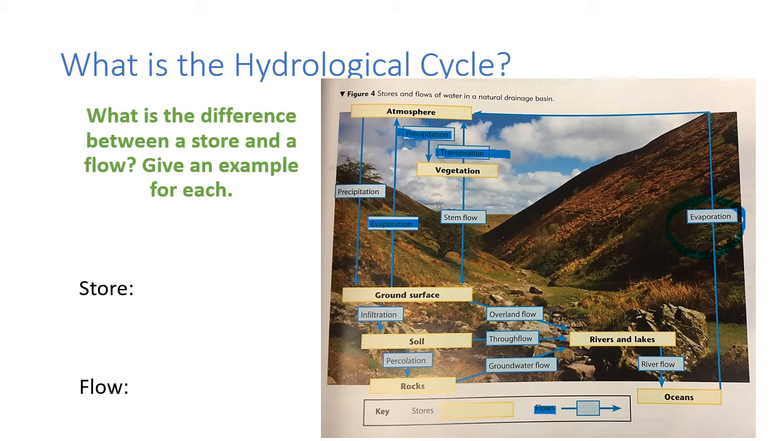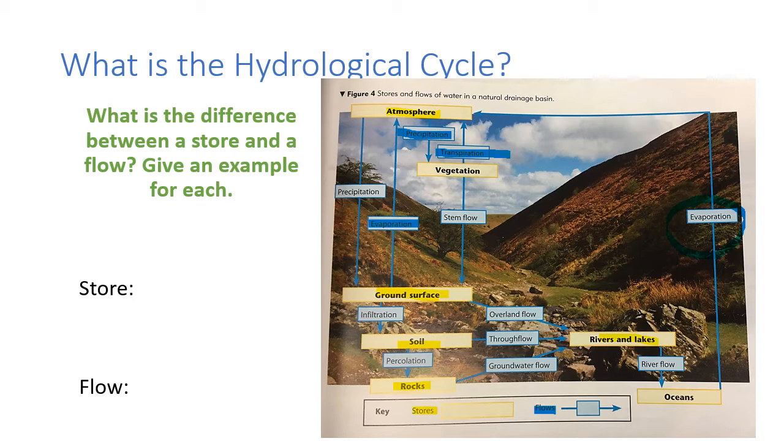Now, yes, the water's moving around a lot, but sometimes it will stay put. So for example, it might just hang around as a cloud in the atmosphere. It might hang around as a puddle on the ground or in a lake. It might actually just stay in the soil or in the rocks. And if it's stationary, we call that a store.